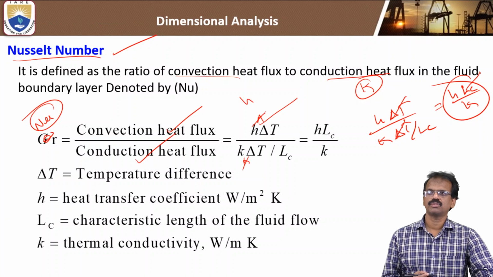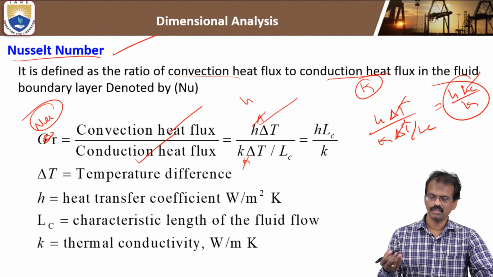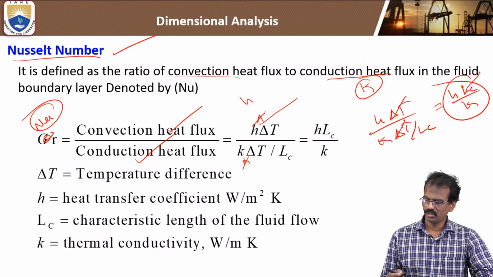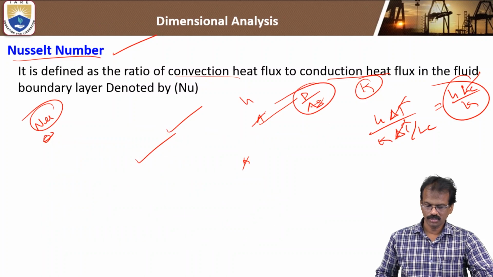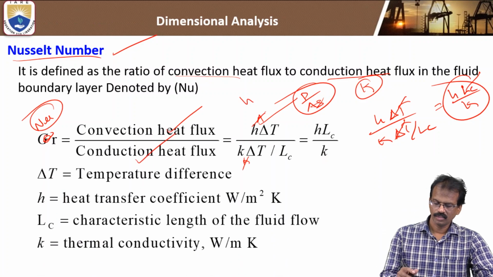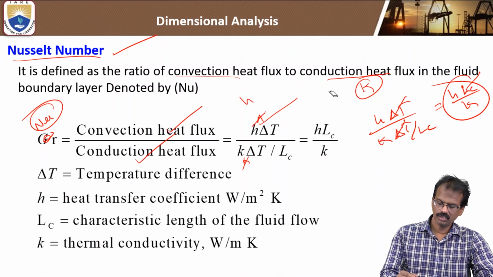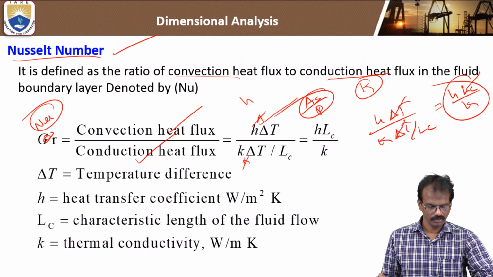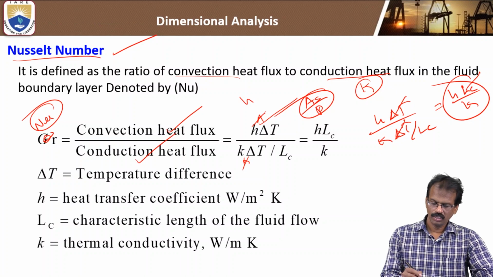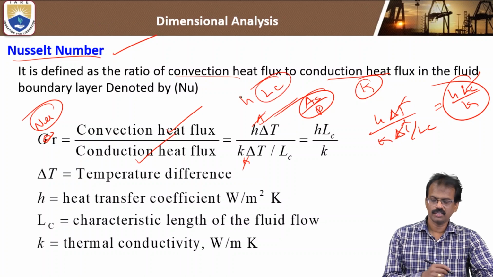Same as before, if it is rectangular, you can take L directly. If it is circular, you can take the diameter. For other geometries, you can take surface area by perimeter, AS by perimeter. You can use this formula to find out the LC value, the characteristic length value.